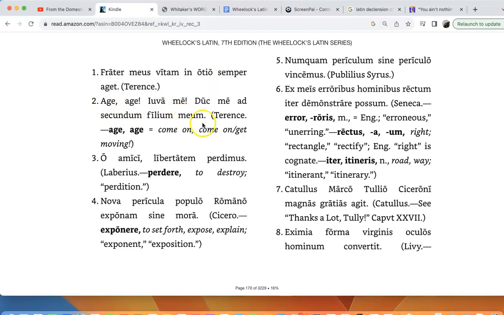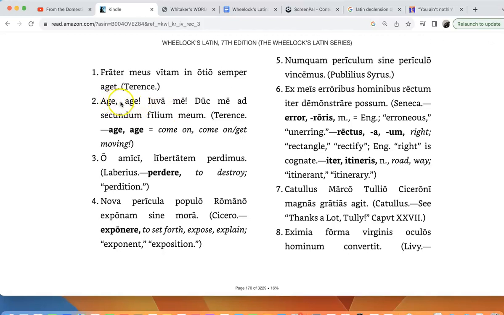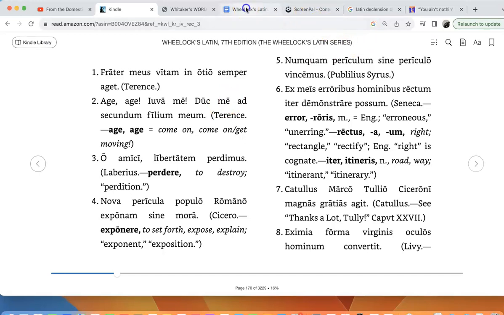Age, juva me, duc me ad secundum filium meum. And here they give us some translation here. So this is the imperative going back to chapter 1 using the same verb. So come on, help me. Take me to my second son. So maybe perhaps he's missing, or he's been abducted, or he's lost in some sense. So he's asking for help. So come on, help me, lead me or take me to my second son. So let's write that out here.